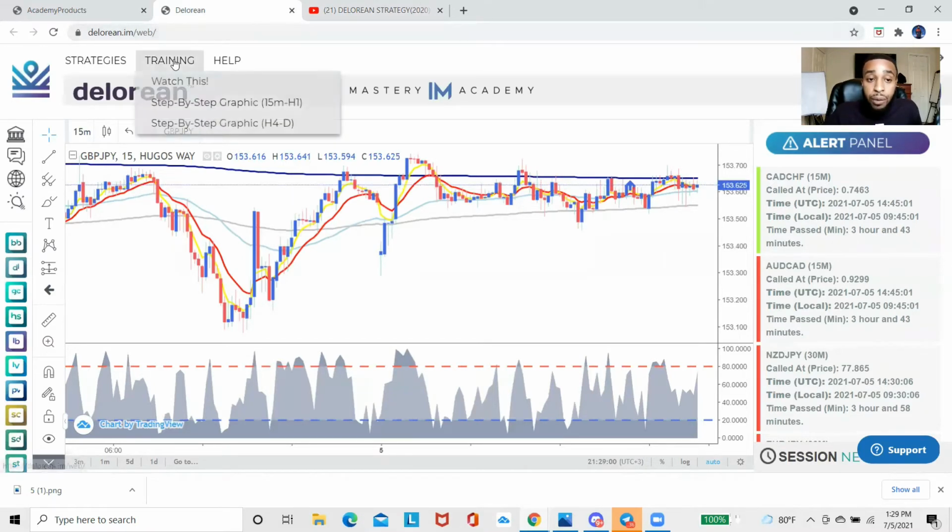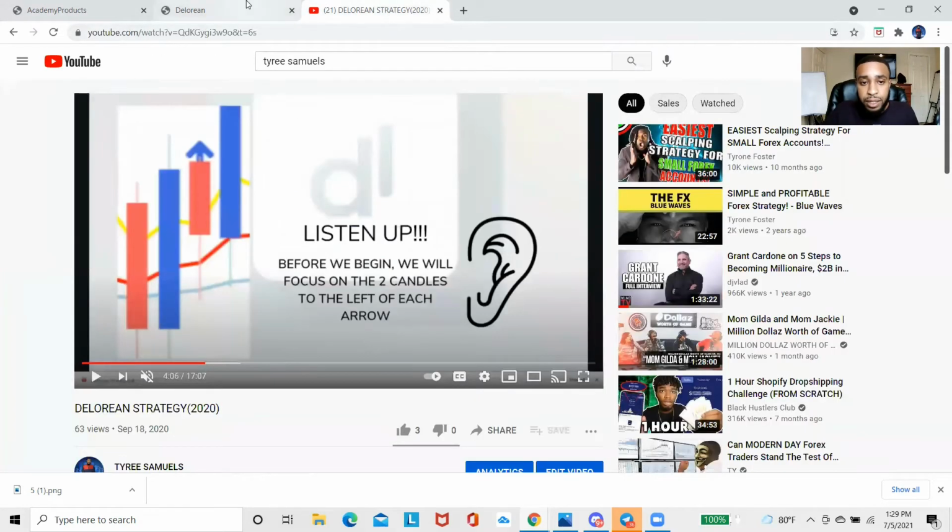So I want to focus on where it says step-by-step graphic. Notice how they have a step-by-step graphic for different variable time frames. So a 15-minute to a 1-hour, and a 4-hour to a daily. Okay. So needless to say, if I'm looking at an example that's on a 15-minute, 30-minute, or 1-hour, I would be looking at this graphic.